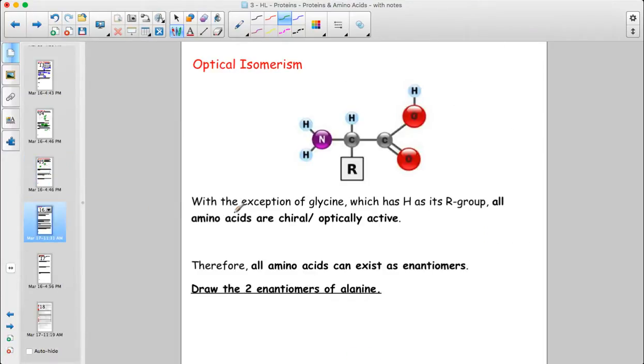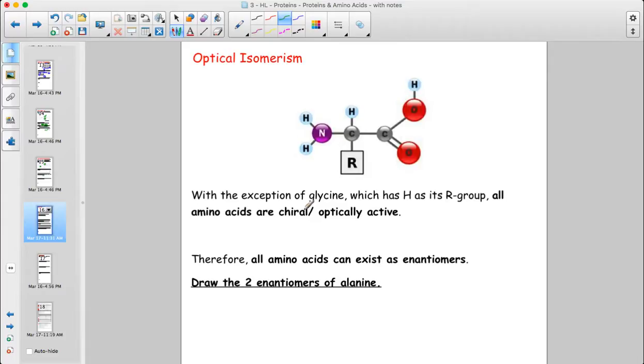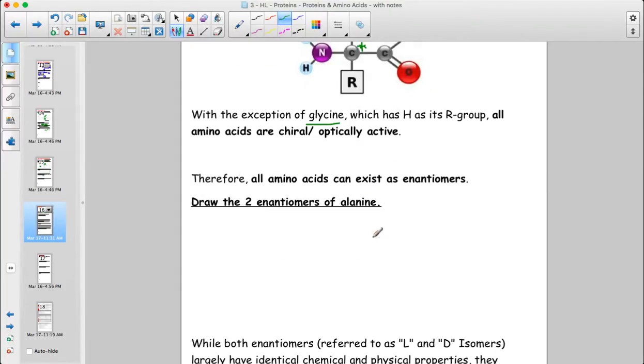The last topic to go over with amino acids, this HL, is that every amino acid, with the exception of glycine, because glycine's R group is an H, every single amino acid besides glycine is chiral, or is optically active, because this carbon here is the chiral carbon. It has 4 distinct groups attached to it in all examples except glycine.